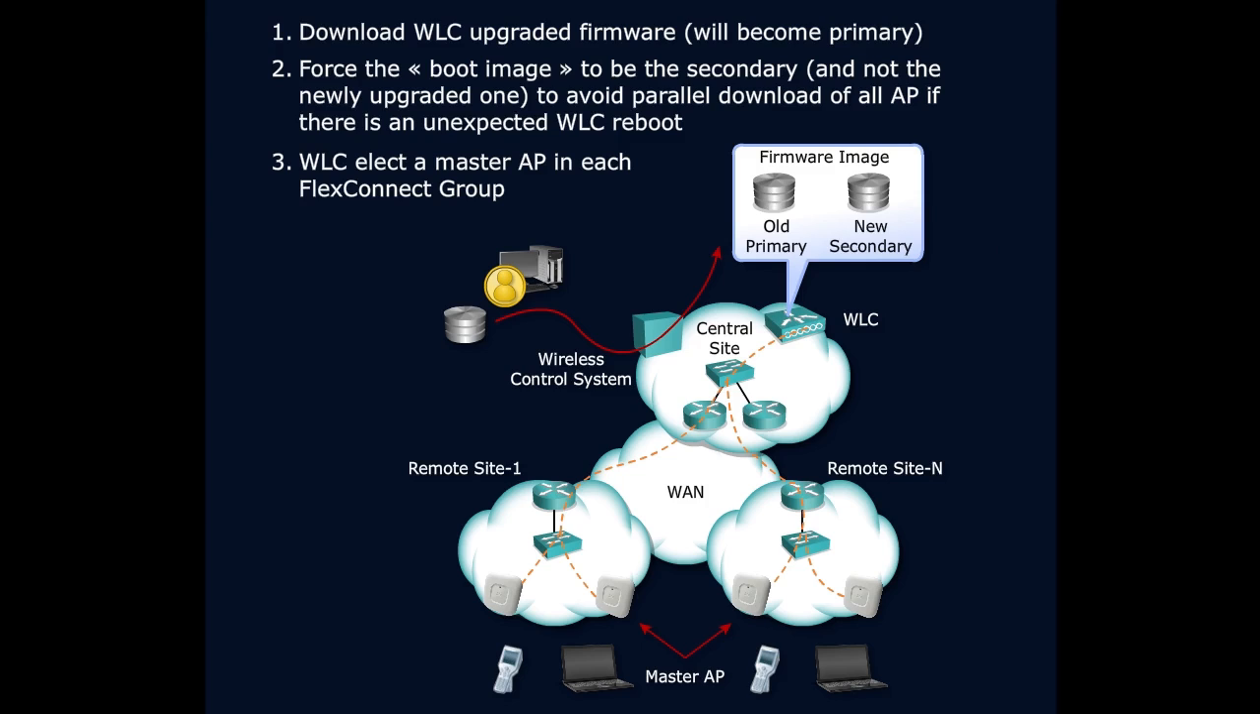So first off, what's first on our list? I'm going to grab a little pointer here. Follow the bouncing red dot, all right? So first off, we say download the wireless LAN controller upgraded firmware, okay? This means it will become the primary environment. So we're going to download the latest firmware.